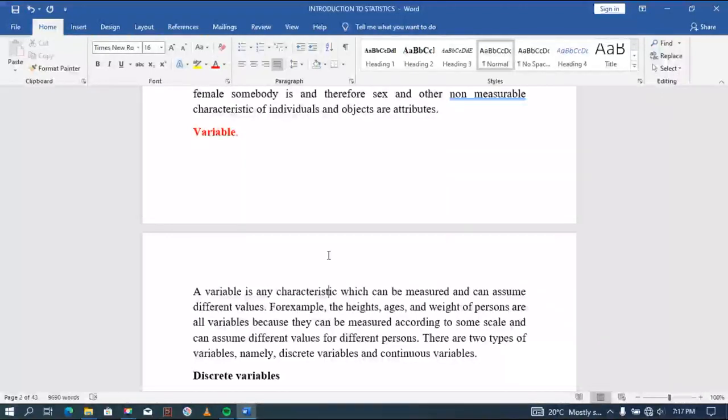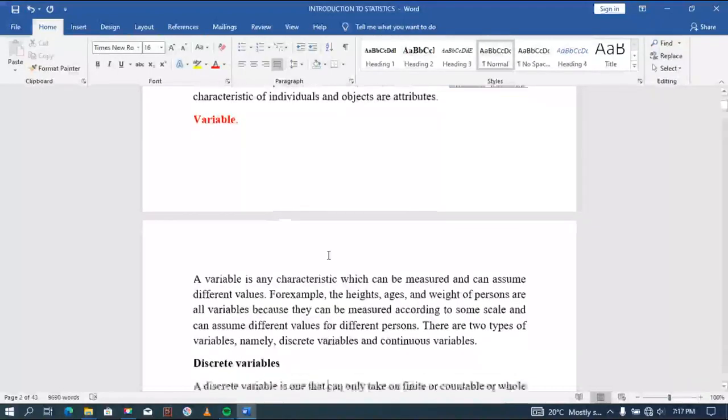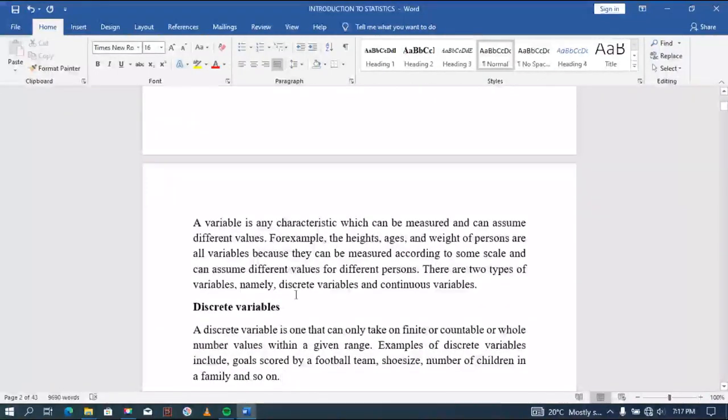There are two types of variables. We have discrete variables, and then we have continuous variables. Discrete variables are variables that can take a finite or countable number of values. They have whole numbers, complete numbers. They do not have that element of decimal, maybe 5.2. If it is 5, then it is 5.